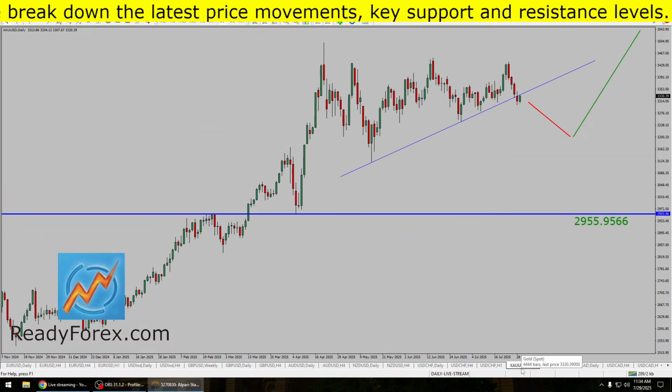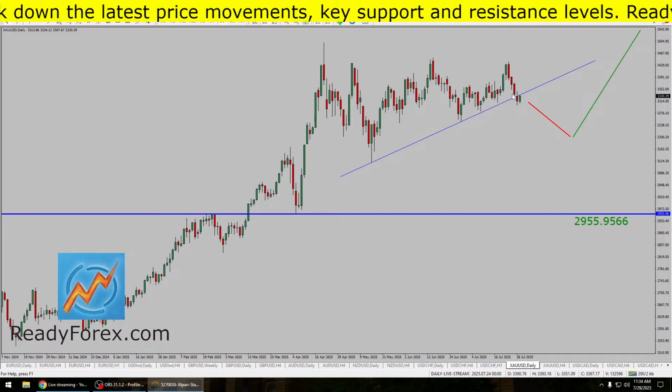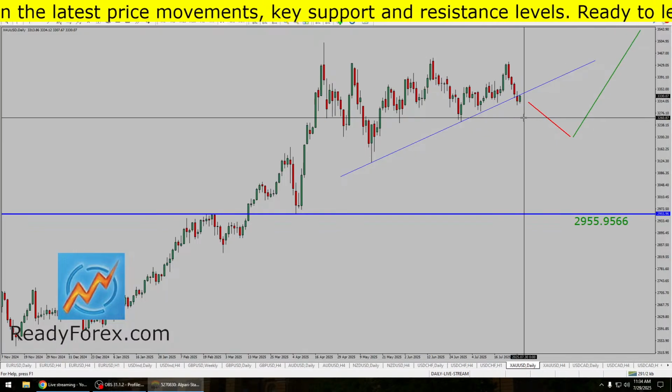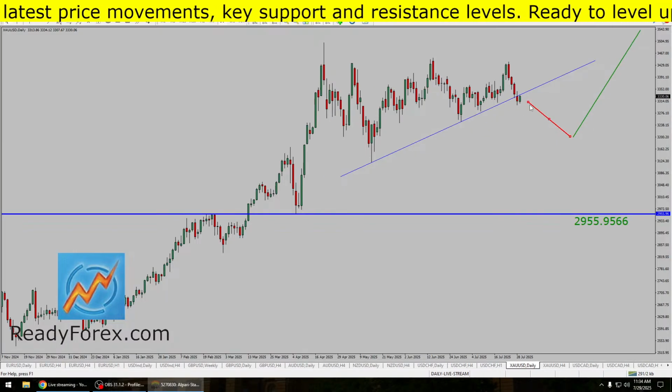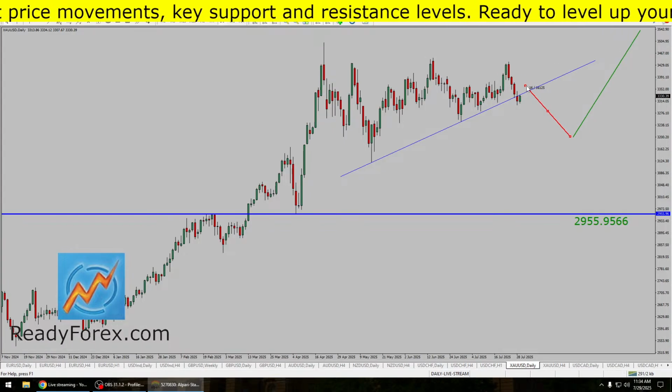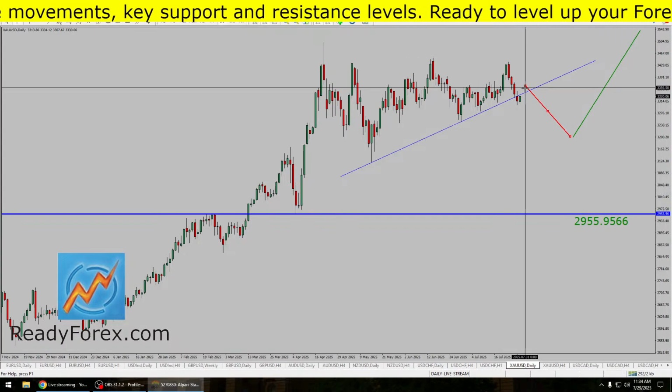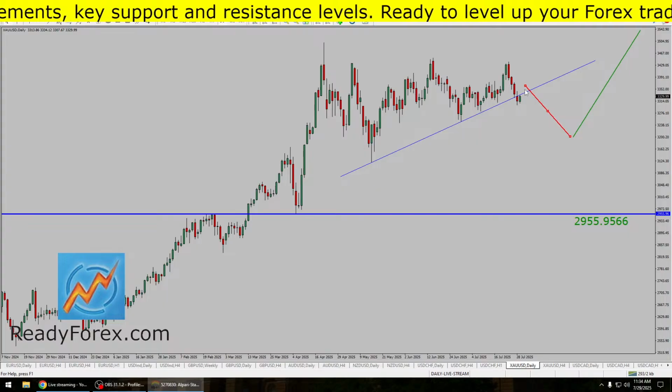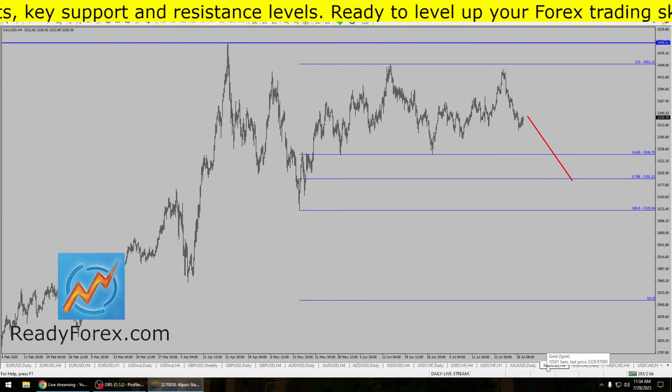Next one is the spot gold. Spot gold, like I've told you, it's not going to drop in a straight line. Spot gold is going to drop, but expect some kind of a sideways price action. Then spot gold is going to drop.